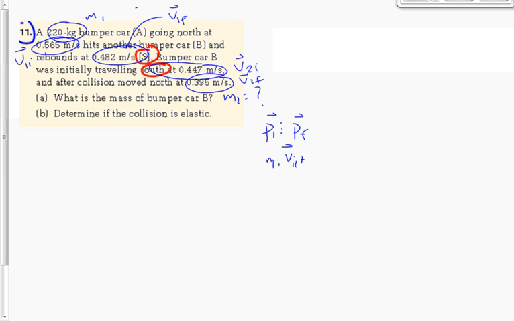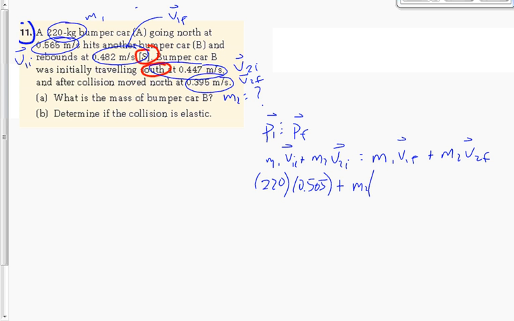M1 V1I plus M2 V2I equals M1 V1F plus M2 V2F. 220 times 0.565 plus M2. What's M2? Oh, we don't know. We're trying to find that. V2I was negative 0.447 because it was to the south, right? V1F, it says, is negative 0.482 to the south. And V2F is 0.395.